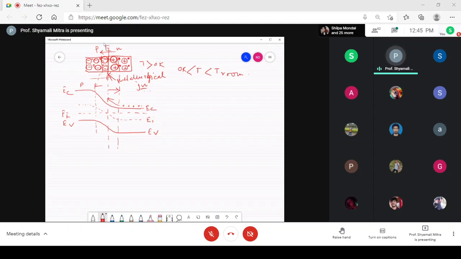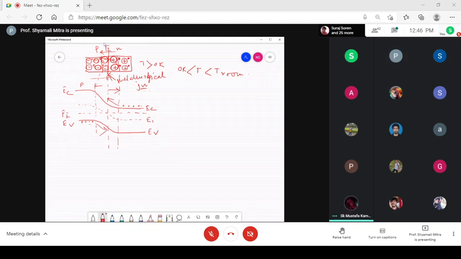And here also, these are the holes sitting in the valence band for the p-type region. So this is also uphill for the holes, so they cannot cross the junction and come into the p side. They cannot come over this barrier potential to cross over to the p side. This is also uphill for the holes.